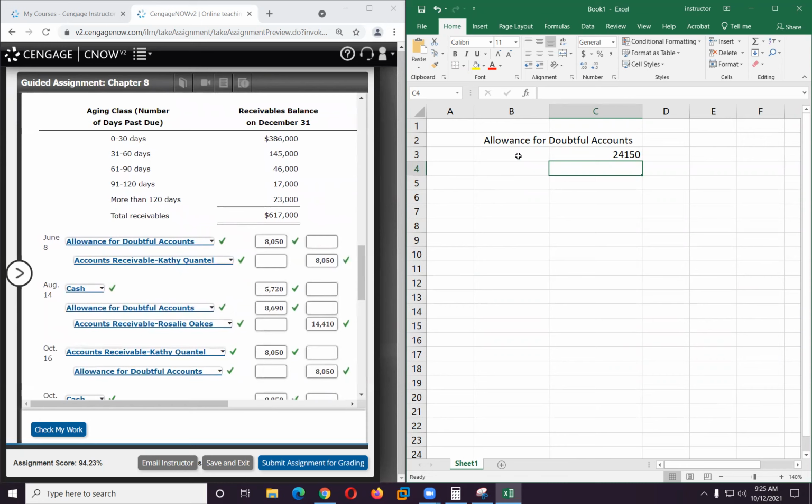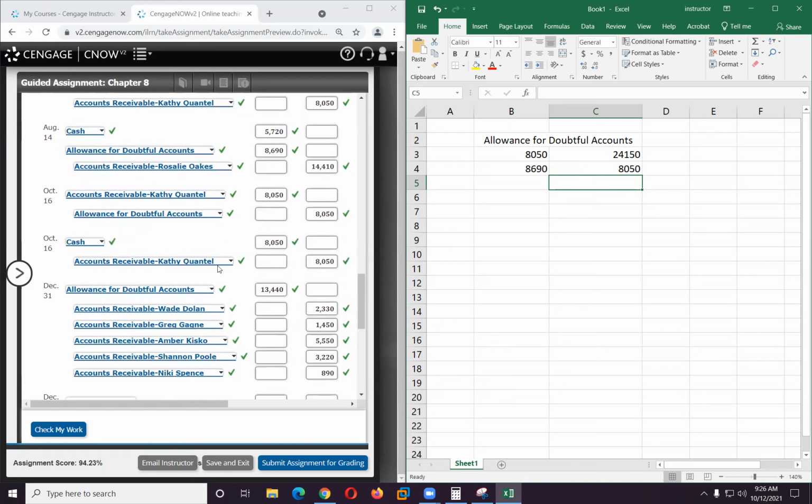So on June 8th, I debited that account $8,050. And then on August 14th, I debited the account $8,690. And then on August 16th, I credited the account $8,050. That's when I reversed that write-off, right? And then on December 31st, I debited the account $13,000. So those are all the transactions that occurred in the allowance for doubtful accounts account during the year.